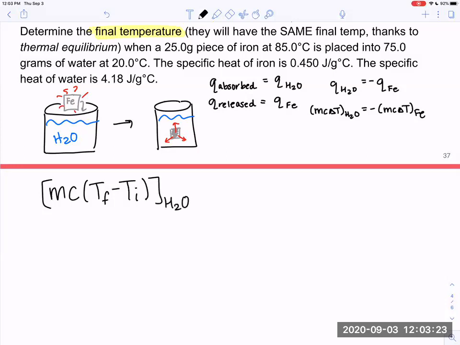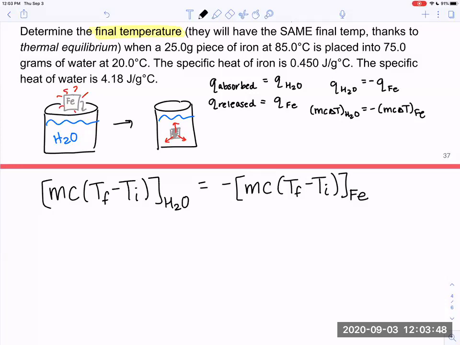So I can't put the mass of the iron here. So just being very clear with myself, all of that has to be about water. MC and then TF minus TI. And I'm going to say something very weird for you to hear coming out of my mouth, but I do not want you to rearrange the variables for this. You totally can if you're super flexing your algebra skills.